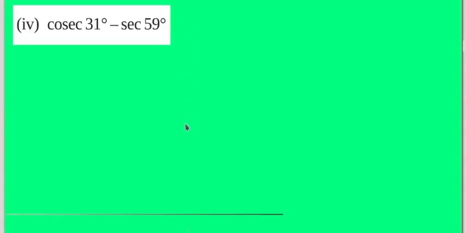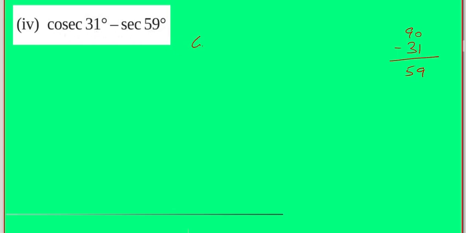Cosecant 31 minus secant 59. First let me see whether both are complementary angles or not. From 90, let me subtract 31. 10 minus 1 is 9, 8 minus 3 is 5, so we get 59. That means 31 and 59 are complementary angles.